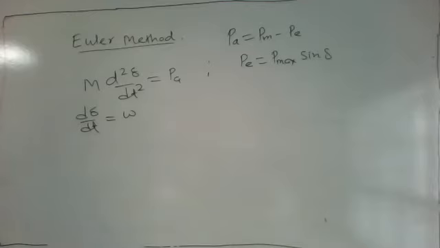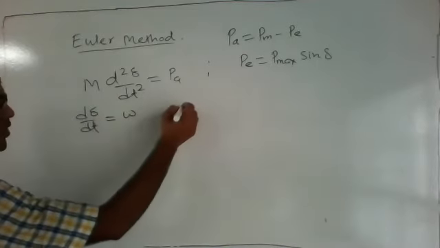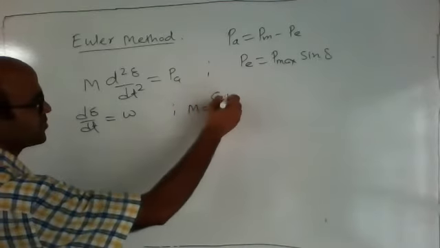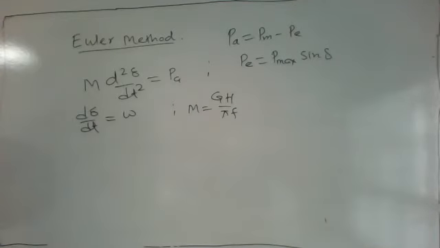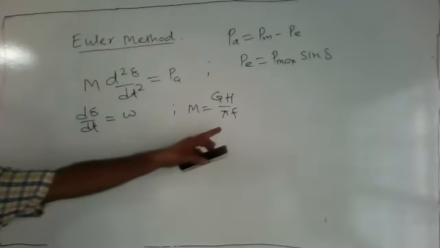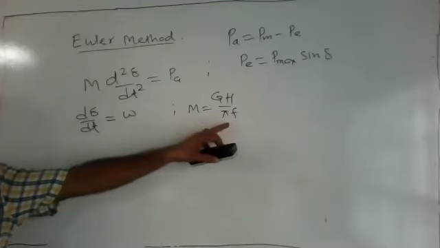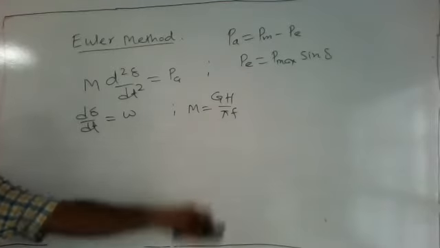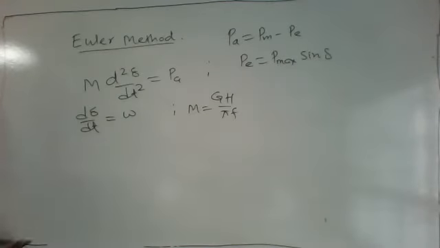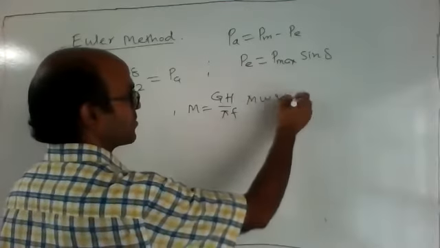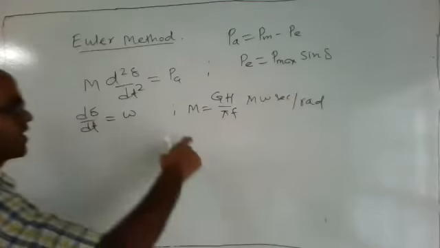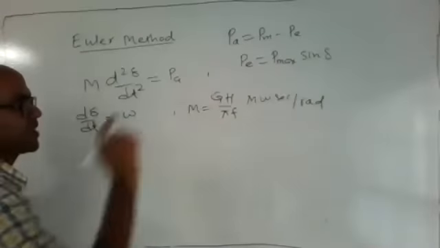Now you also know what M is. From power system, M is GH upon pi f. Its unit is megawatt second per radian. If you divide by G, then it is in per unit.